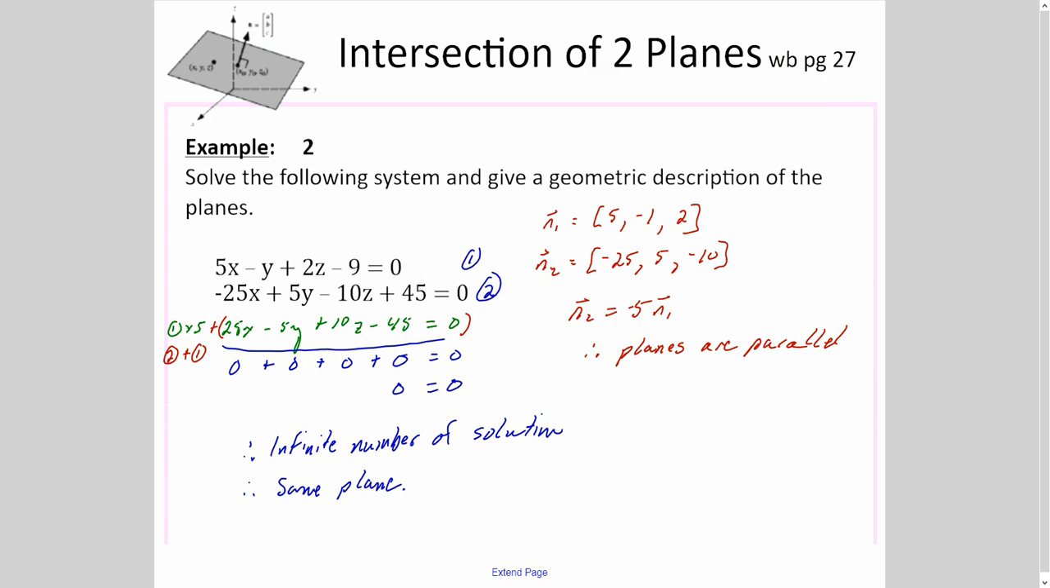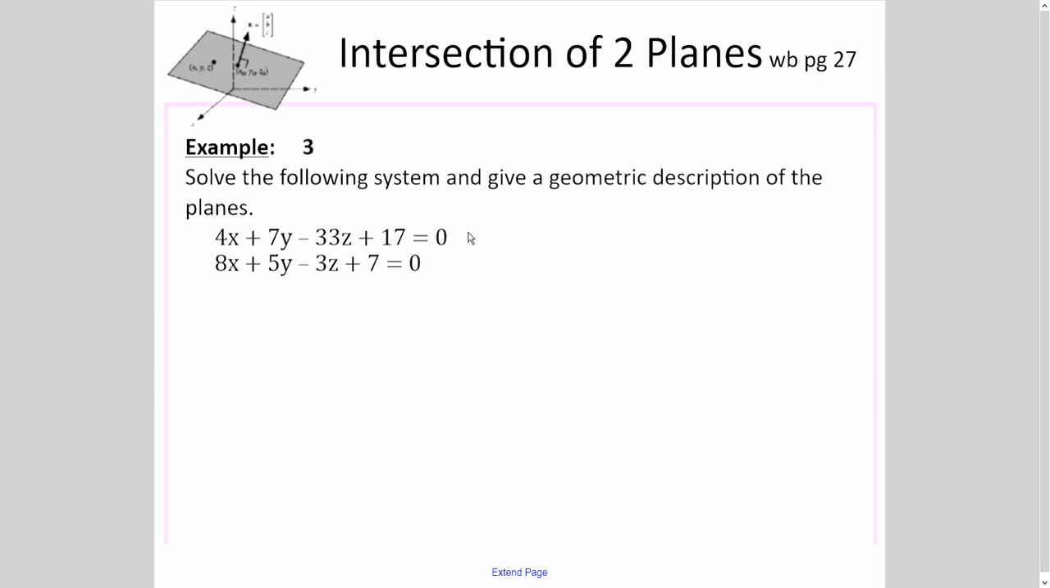All right, and now our last example. Again, I'm going to start off the same way, 1 and 2. I'm going to start off by looking at my normals. So normal vector 1 is going to be equal to 4, 7, -3. Normal vector 2 is going to be equal to 8, 5, -3. And I can tell by looking at these that there's no scalar multiple.